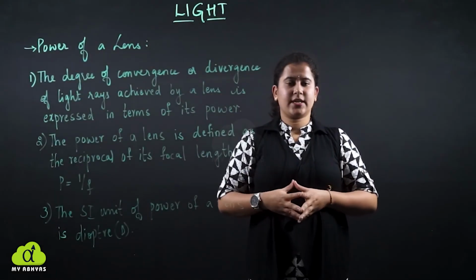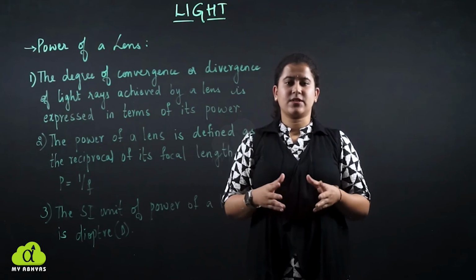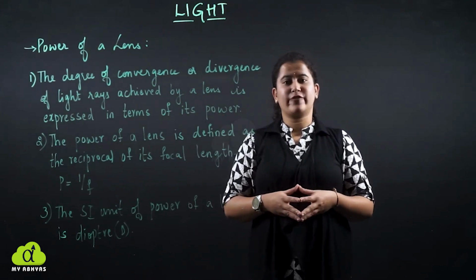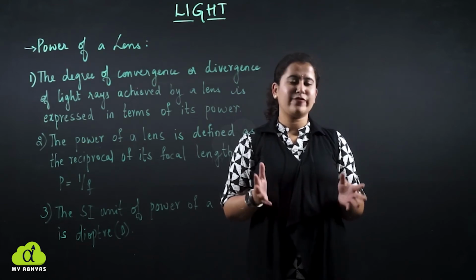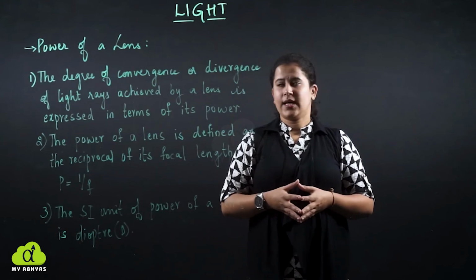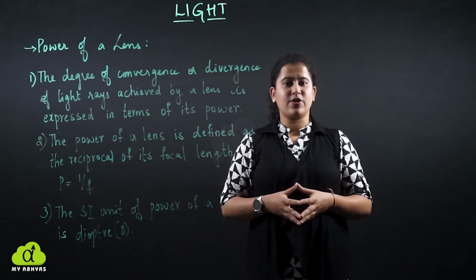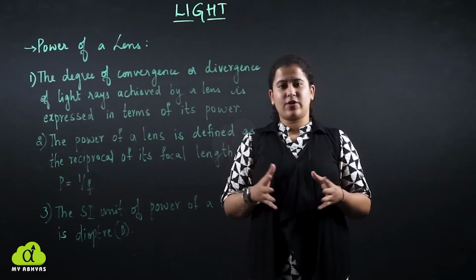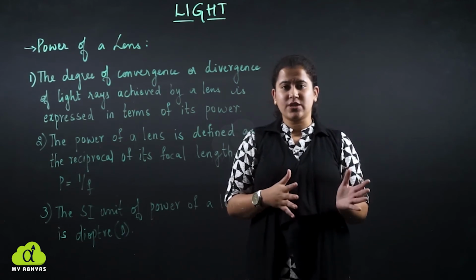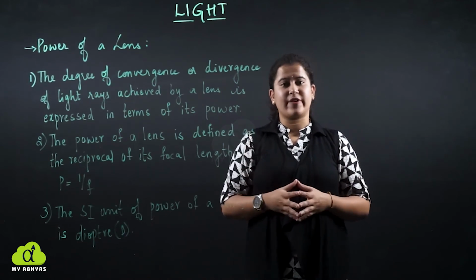So generally, when people wear spectacles, they have a certain power. That is given by nothing but the reciprocal of the focal length. So what is the focal length? Focal length is the distance between the optic center and the focus. So here we will be learning about the power of a lens. So what is the power of a lens? Power of a lens is the degree of convergence or divergence of the refracted rays.